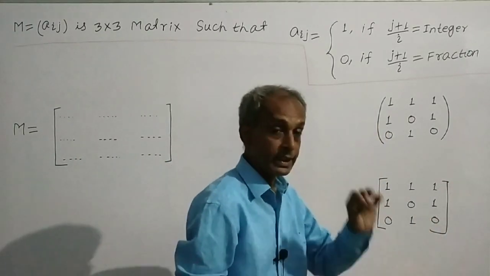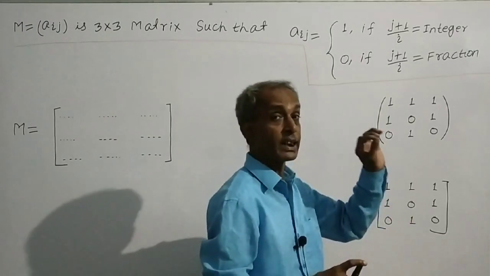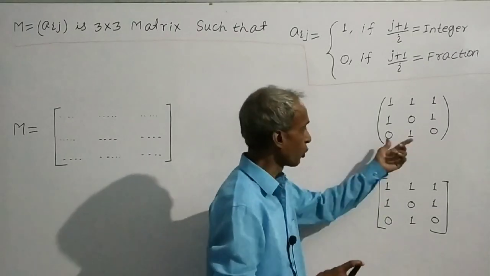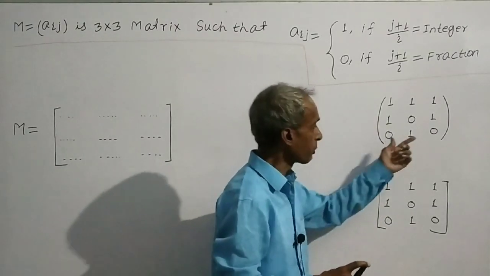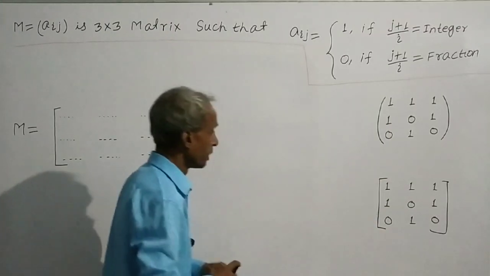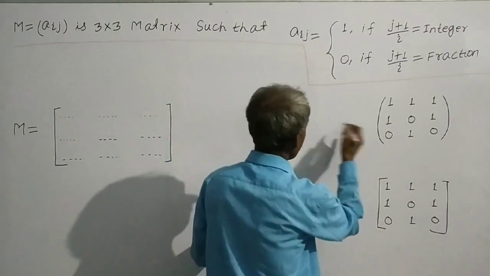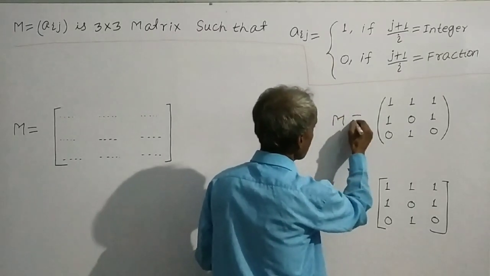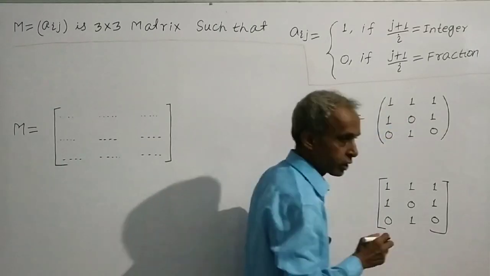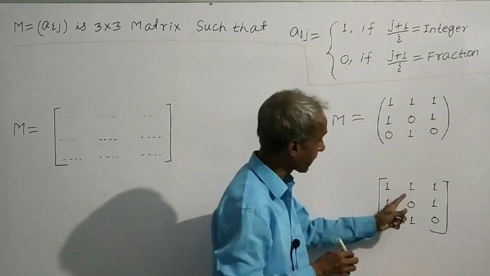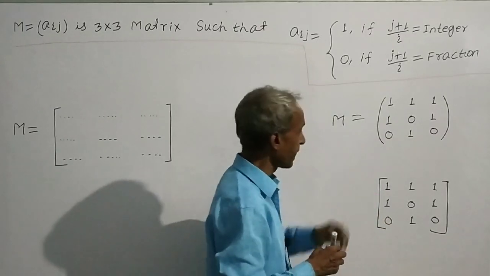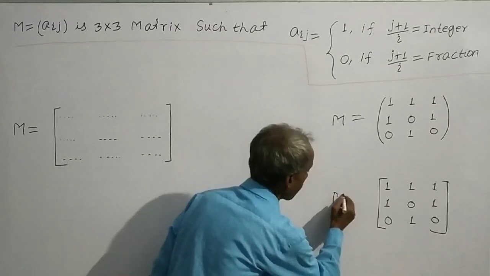A matrix is generally denoted by a capital letter of the English alphabet. We can suppose this matrix as A, or we can suppose this matrix as capital B, and so on. Suppose we let M equal to this. Since at each position the elements in this matrix and this matrix are the same, if this matrix is M, then this matrix will also be M.